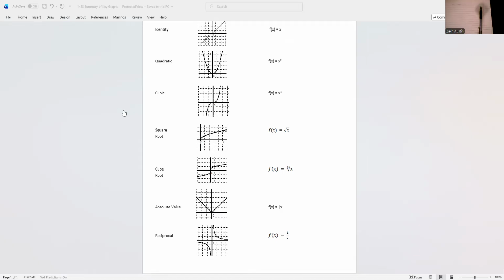So one thing that we're going to ask you to think about when you're doing these homework assignments is domain and range for some of these key graphs and their intervals.